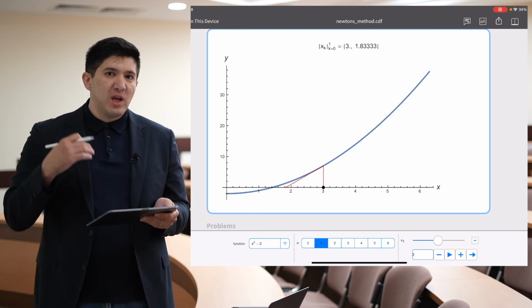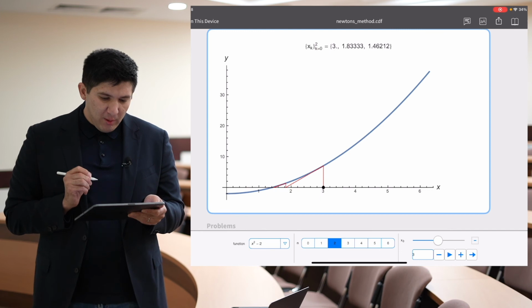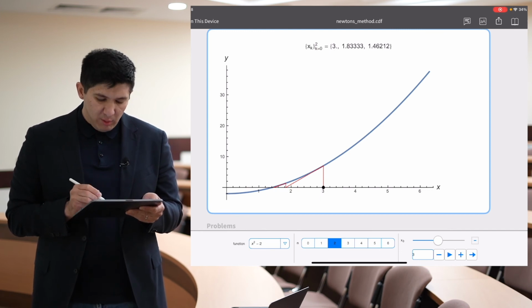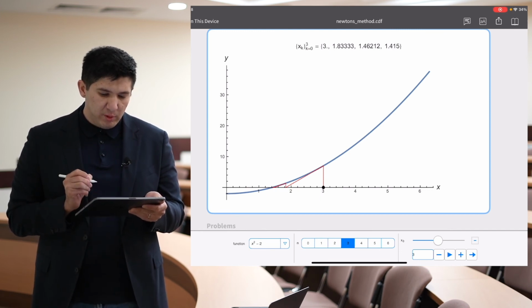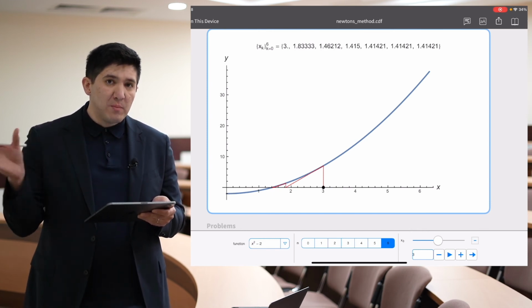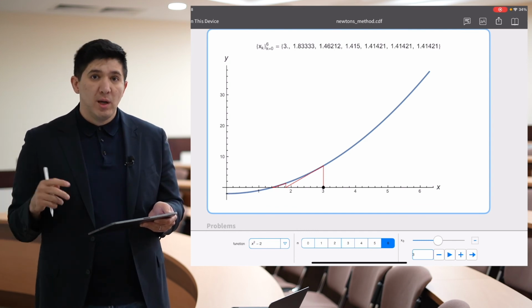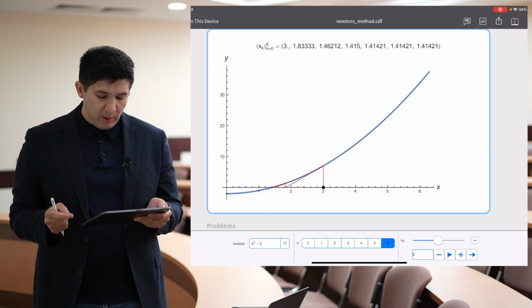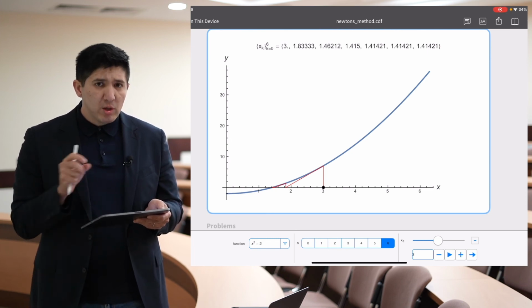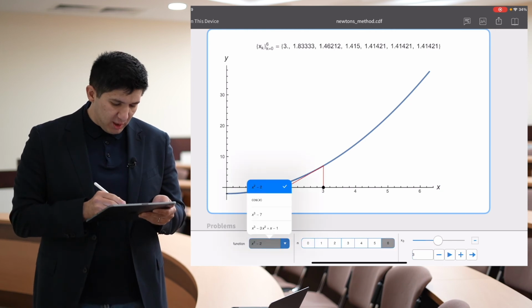I'm going to find the tangent line to this curve again. So the second approximation is going to be 1.42612. The third approximation is going to be 1.41, and so on. So you can see here at the end, the numbers on the top of the array are not changing, right? So it means that we've reached the root already. Okay, so I'm going to show you a couple of examples of demonstration of this method.